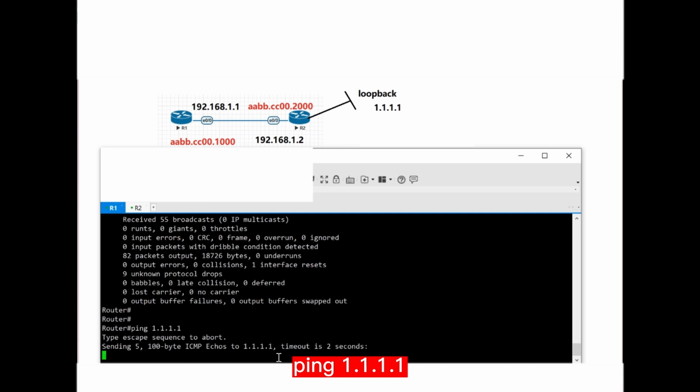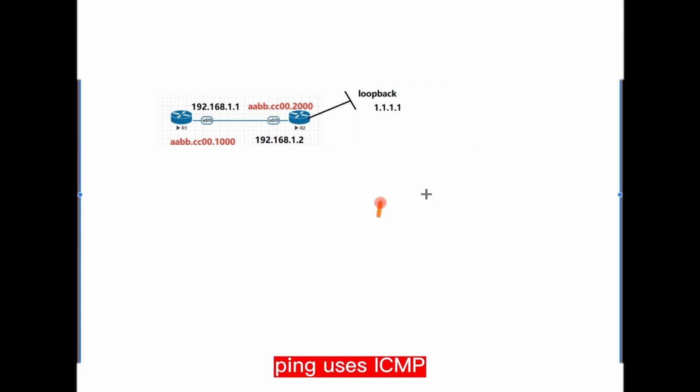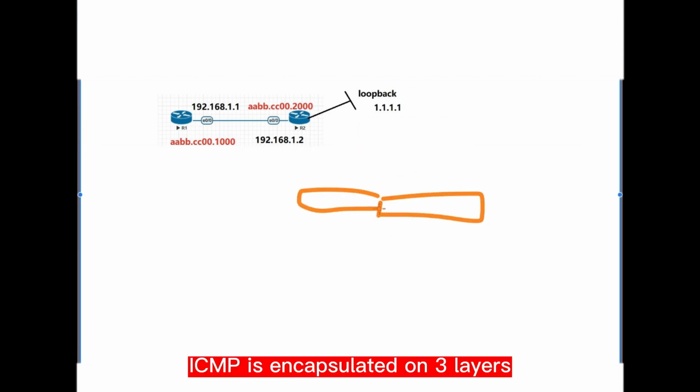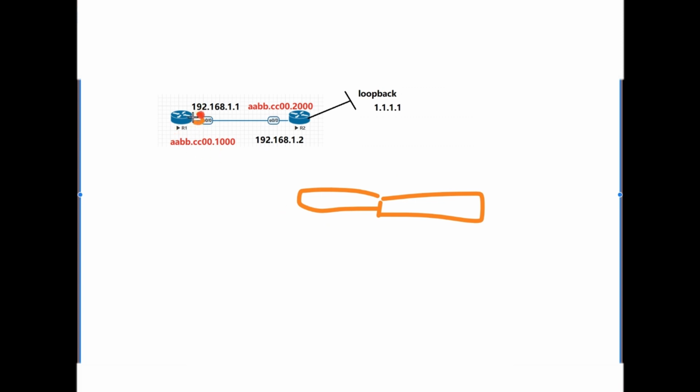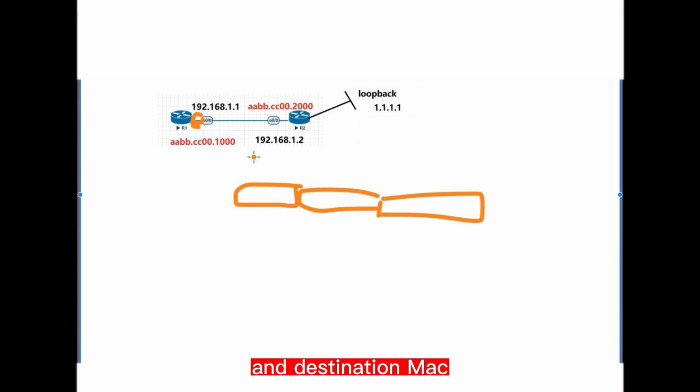Ping 1.1.1.1. Now there is routing. Let's see if it works. If it works now, it means I go to ping 1.1.1.1. Let's consider data encapsulation. Ping uses ICMP. ICMP is encapsulated in layer 3. Then there are source IP and destination IP in the 3rd layer. The source IP is R1 itself. The destination IP is 1.1.1.1. We encapsulate the source MAC and destination MAC. This is the 2nd layer.